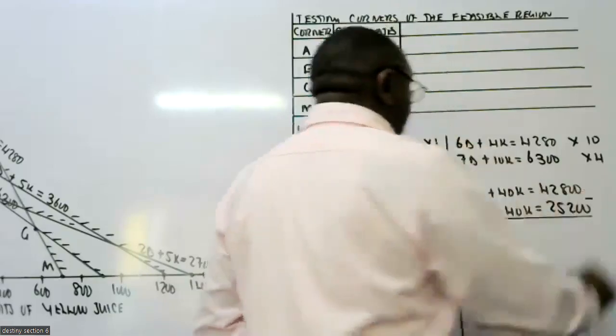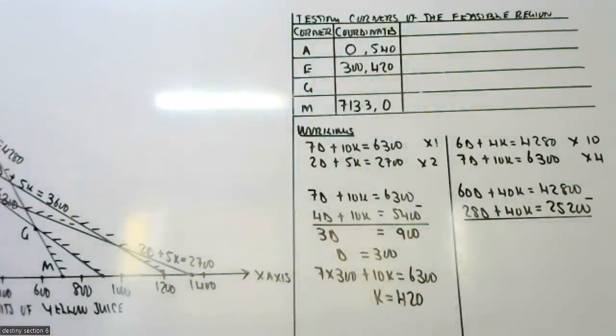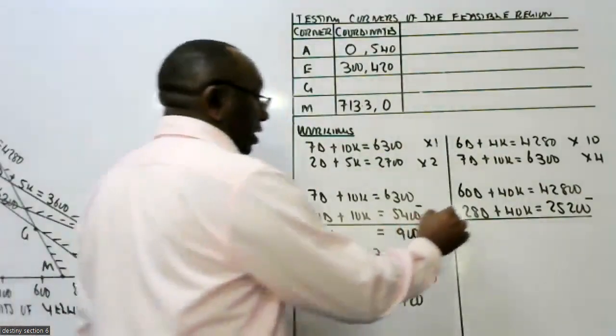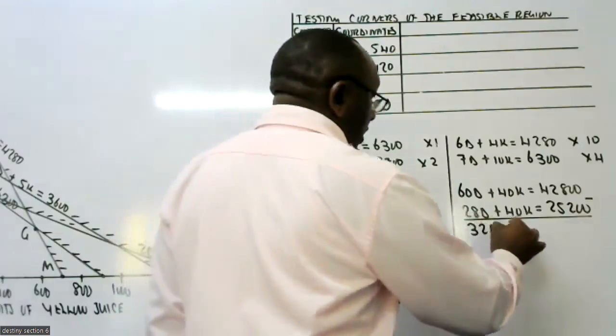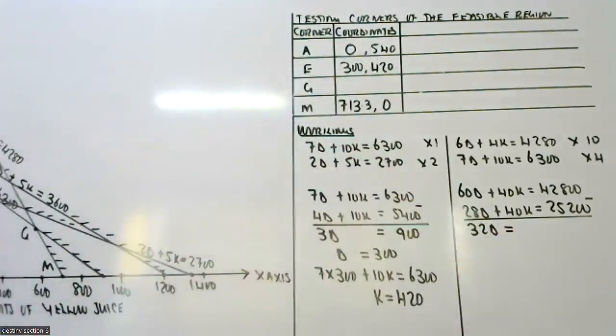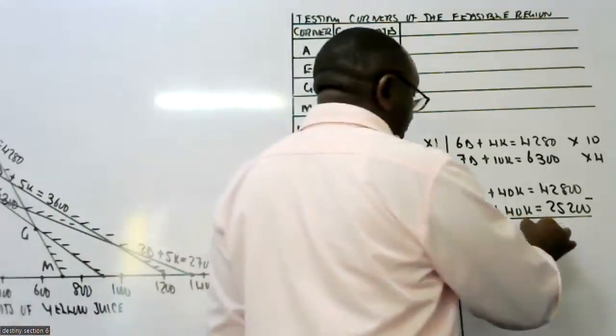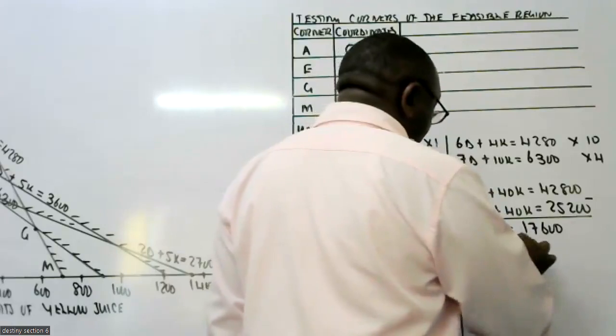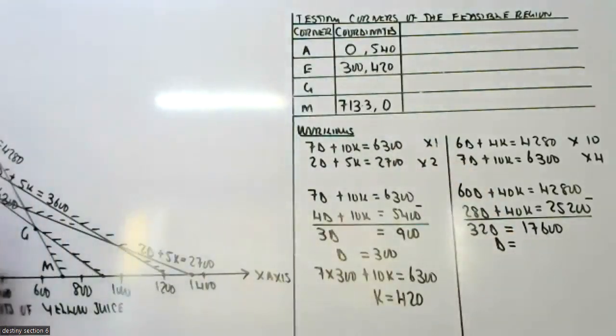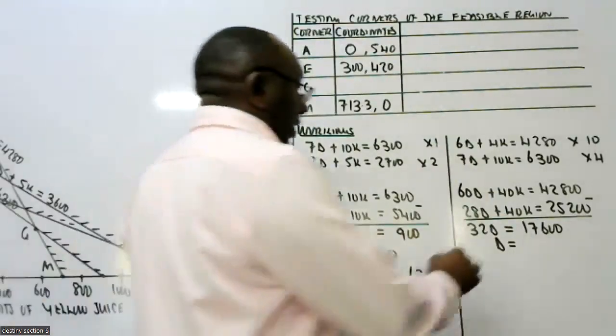So when you subtract, you say 60 minus 28 is 32D. That 32D is equal to 42,800 minus 25,200. That gives us 17,600. So if you divide that answer by 2, you are able to get 550.